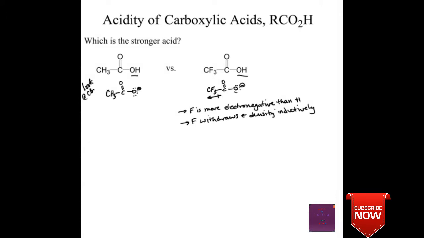Here's the tricky part. Is that a good thing, or is that a bad thing? Is that something that helps to stabilize this negative charge, or is this something that causes the negative charge to be destabilized? That's the tricky part. Okay, and let's think about what that negative charge means. A negative charge indicates to us that there is an excess of electron density. There's too many electrons around that oxygen. And what are those fluorines doing? They're pulling some of that electron density away. Kind of sounds like a good thing, doesn't it?